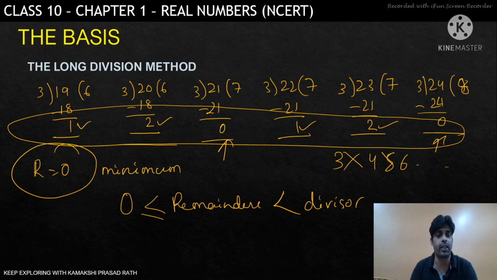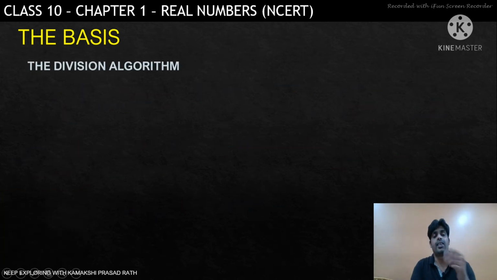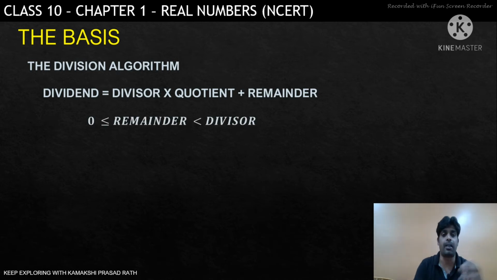So this is one more thing we notice in the long division method. Now, that's the division algorithm. The division algorithm says dividend equals divisor into quotient plus remainder. This one we have known as the division algorithm since childhood. We are using it since class 3, class 4, class 5 to check our division. And the condition for the remainder is that the remainder is always less than the divisor.